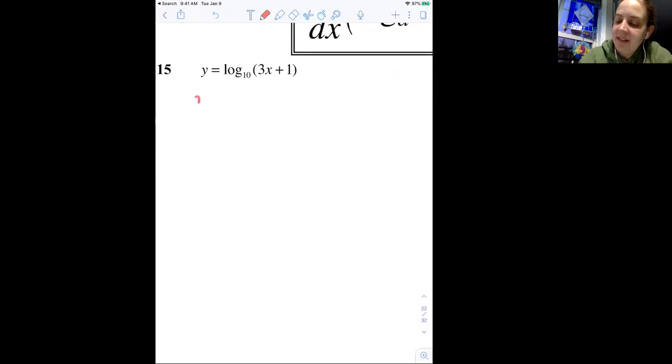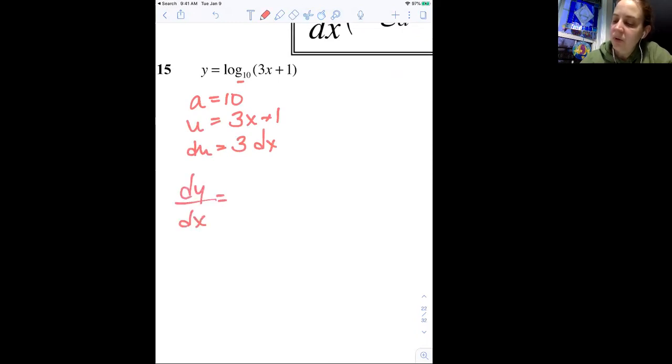So what's A? A is 10. That's the base. What's u? The stuff inside, 3x plus 1. What's du? The derivative of that is 3 dx. So find the overall derivative, use that formula up above.